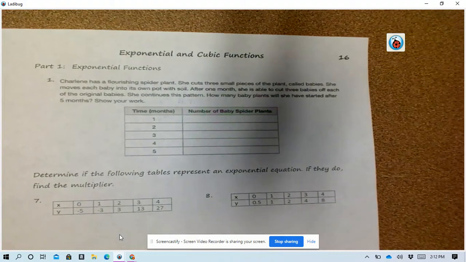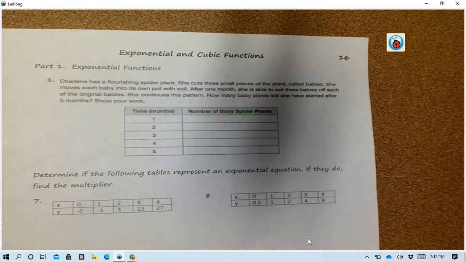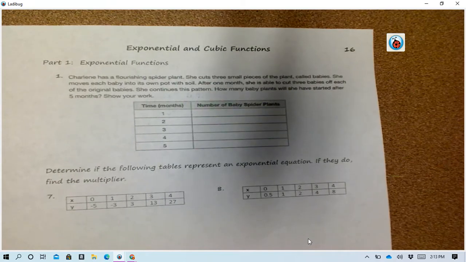Page 16 is your example problems. If you want some independent practice problems on these, I suggest you try them by yourself in pencil first, and then as I go over them, you correct them or make sure that you are correct.